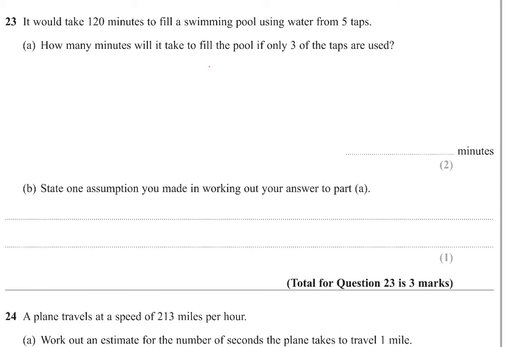Okay, it would take 120 minutes to fill a pool using water from 5 taps. How many minutes would it take to fill the pool if only 3 taps are used? Well, what I like to do with these is work out how long it would take for 1 tap. So if it's 1 tap, then it's 5 times as long. Okay, and 5 times 120 is 600 minutes.